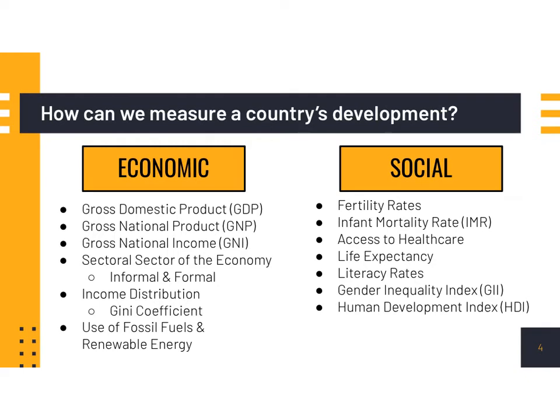Then we're going to be looking at sectors of the economy, which are informal and formal. I'll explain that to you. It sounds kind of funky, but basically we have people who report their income and people who don't. And then we have income distribution. And then we're going to learn about the Gini coefficient and what that's about, and then the use of fossil fuels and renewable energy. Everything on the right, the social aspects, we're going to look at in the next lesson. Those are also very important in measuring development, but that's for next time.